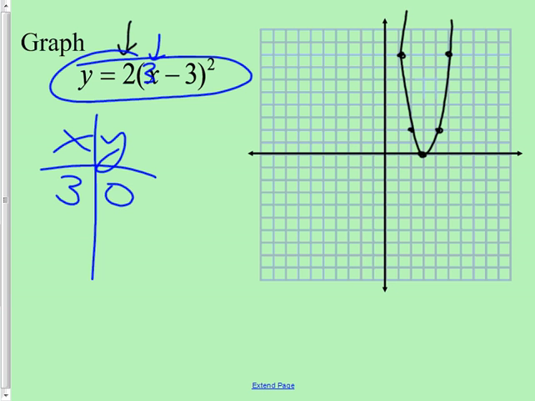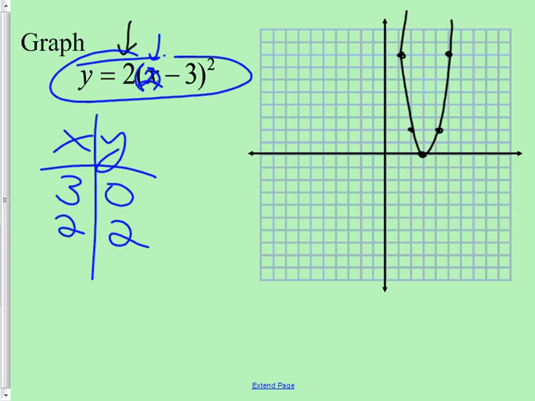Mr. T, tell me another one I can check. Okay, I can put in a 2. If I put in a 2, tell me what happens. Walk me through it. -1 squared is 1. 1 times 2 is 2. The answer is 2. 2 comma 2. Is 2 comma 2 on our graph? Yes. And as soon as you got a couple like that, you're probably fine.